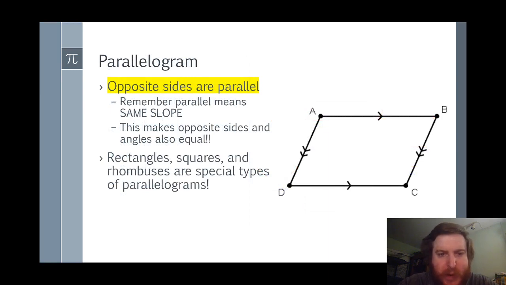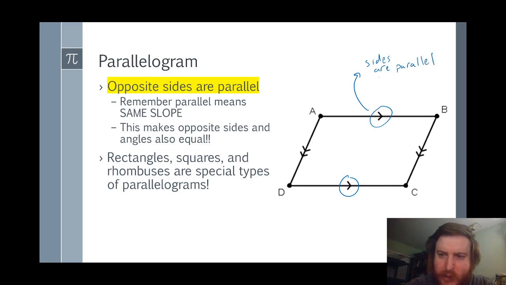So when we see the word parallelogram, this one might be new to you. A parallelogram has opposite sides being parallel. These arrows, one arrow and one arrow, signify that those sides are parallel. And we want to make the connection to Math 1. What did we say when we had parallel? That they have the same slope.